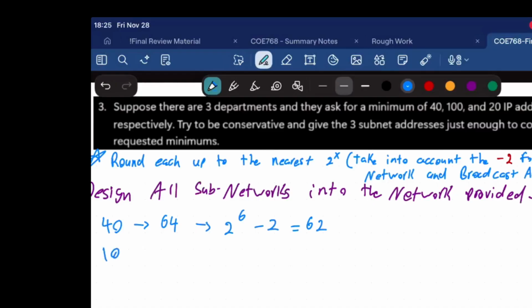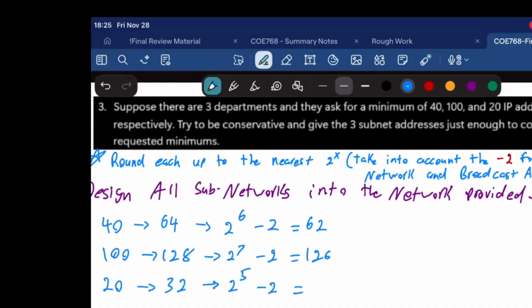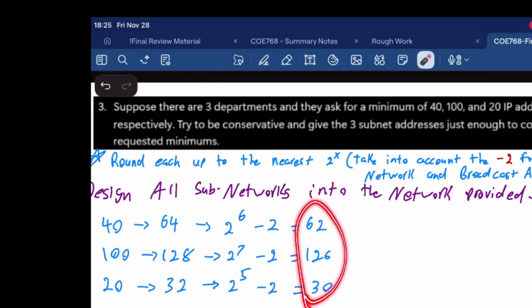Then when we go to 100 devices, we multiply 64 by 2. The next power of 2 that we have here is 128, which is 2 to the power of 7, minus 2 is 126. And same for the last one. We have 20, and you round up, which is 32, which is 2 to the power of 5, minus 2 gives us 30. Just a final check, all three of these are respectively greater than all three of these.